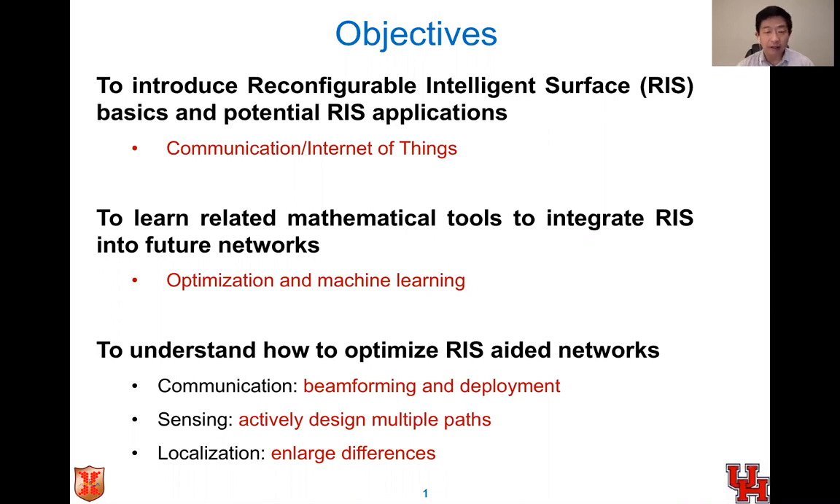So for communication, we think about beamforming and deployment. For sensing, we try to actively design multiple paths, and also localization. For localization, we have the real hardware implementation, and let's see what we can do.